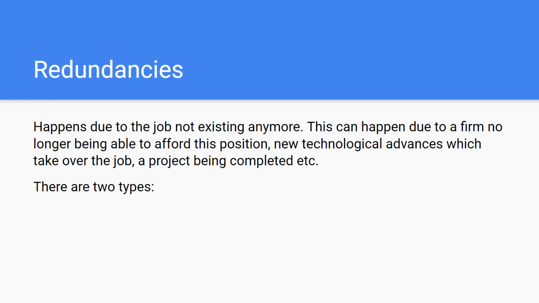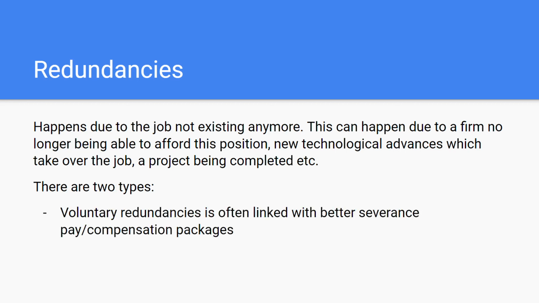And there are really two types of redundancies. The first is voluntary redundancy, and this is often linked with better severance pay or compensation packages. These compensation packages usually come with a redundancy where the employer still pays the redundant employee even after they are already done with their job. They pretty much pay them some sort of salary for a period of time, or in this case severance pay, usually per month. And in the voluntary redundancy case, where people actually step up to be redundant, this is usually linked with a better severance pay.